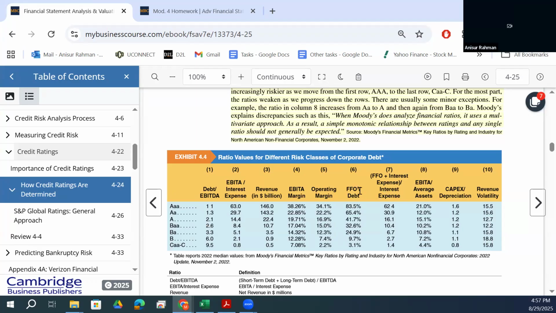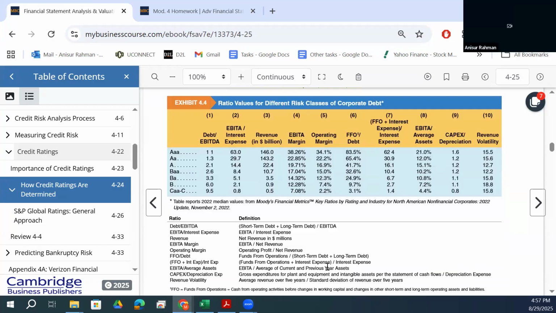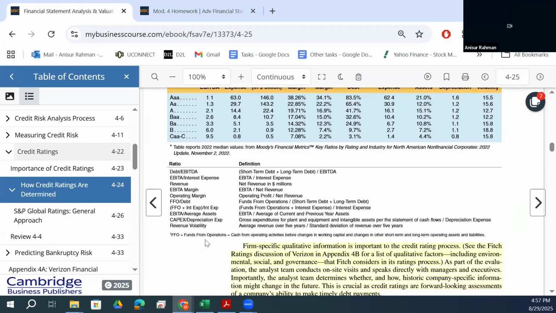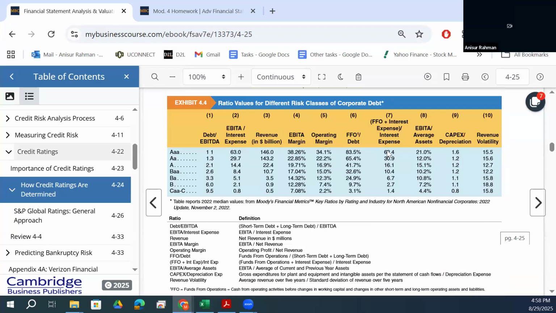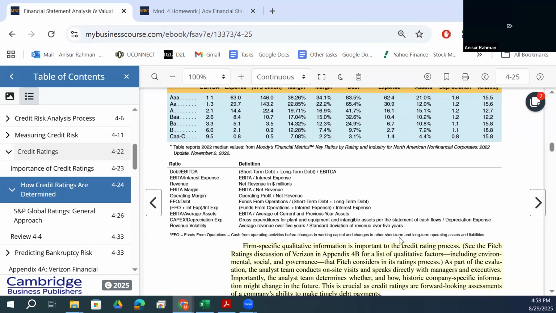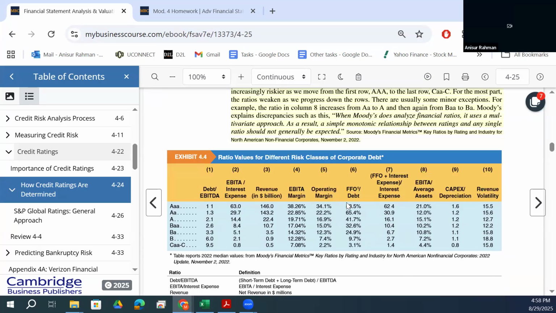And FFO. There is a note: FFO is funds from operations, which is cash from operating activities before changes in working capital and changes in other short-term and long-term operating assets and liabilities. So we have to look at funds from operations, and this is how you can calculate FFO over debt. Again, the higher the value, the better, since debt is the riskier part. So as the value increases, the rating improves.